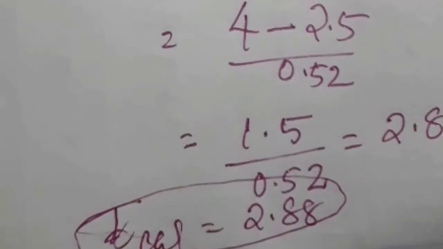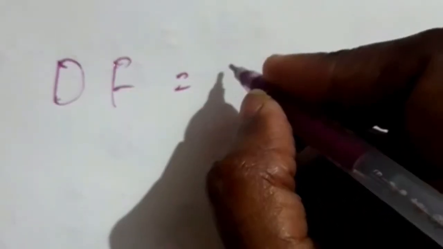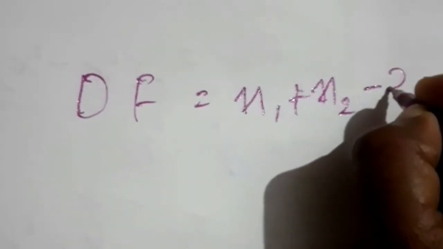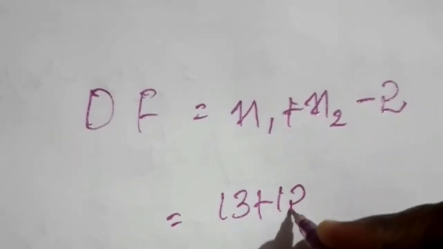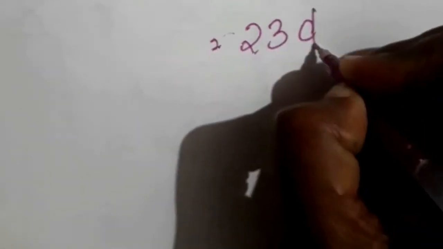Okay, and next we have to calculate DF. For an unpaired t-test, the formula for calculating DF is n1 plus n2 minus 2. Here n1 is 13 plus n2 is 12 minus 2, which is equal to 25 minus 2, that is 23 DF. So here we have to refer to the T table.